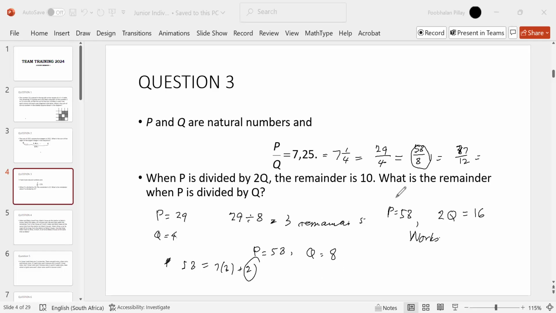Okay? So the important thing here is that with equivalent fractions, there are many ways in which you can write a fraction. In this particular case, you try the possibilities and see which one actually gives you a remainder of 10. Fortunately, you come just to the second one, and the remainder is 10, and you stop there. Then you know what your P and Q are. Okay? Right, so let's just get on to the next one.